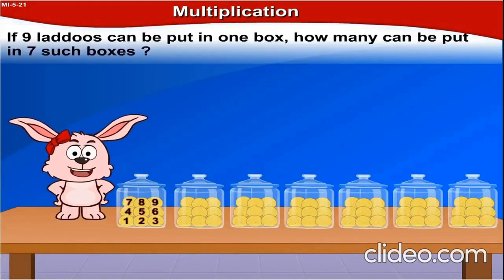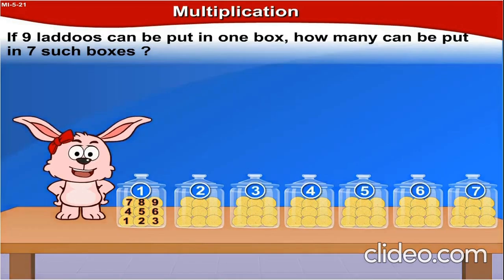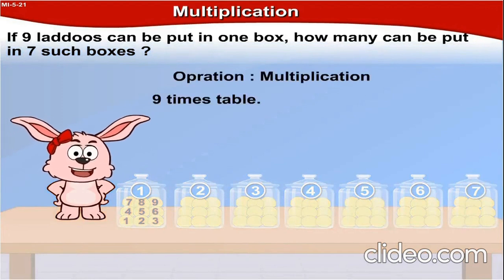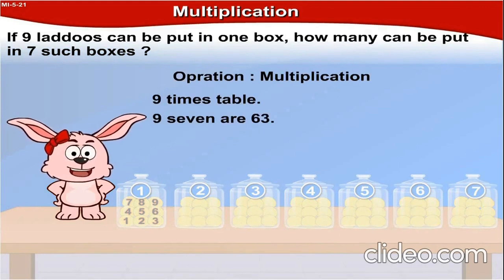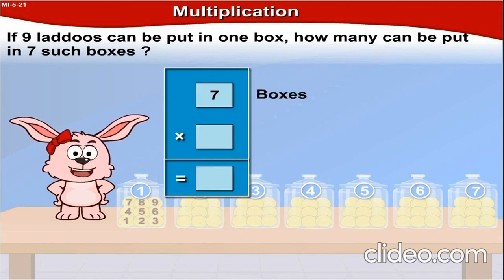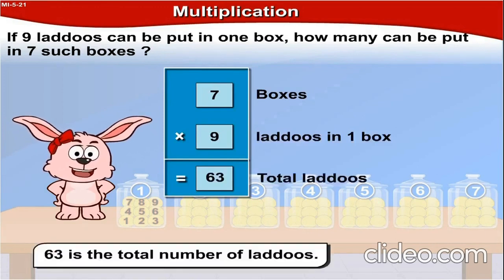If 9 laddus can be put in one box, how many can be put in 7 such boxes? Operation multiplication. We shall say the 9 times table. 9 sevens are 63. So, 7 boxes multiplied by 9 laddus in one box is equal to 63. So 63 is the total number of laddus.